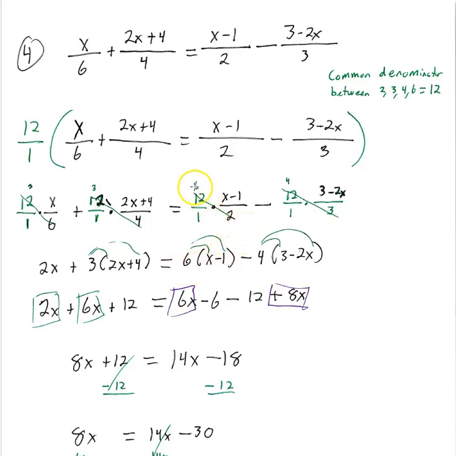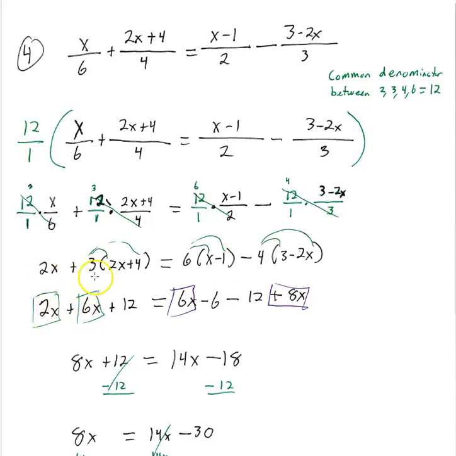Same thing over here. Cross multiply, and this one was exactly like the first one. 2 goes into 12 6 times, and I have 6 times the quantity x minus 1. Then on this side, 3 goes into 12 4 times. I have minus 4 times the quantity. So we're back to the previous problem, sort of.